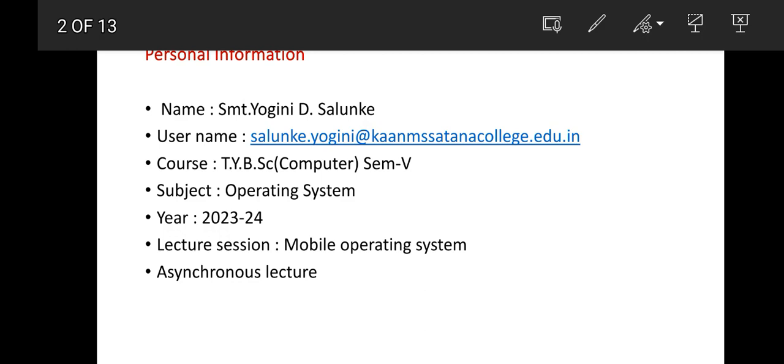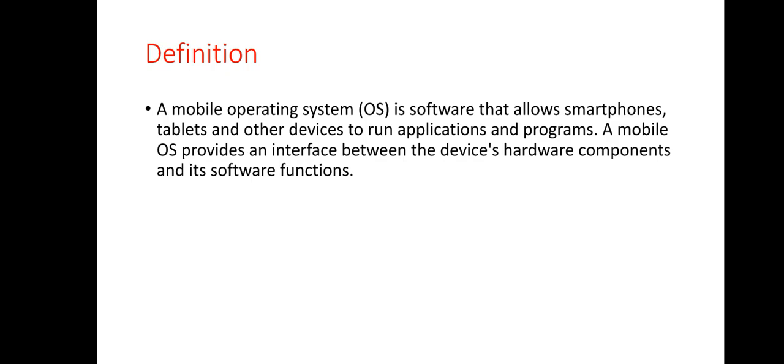Today we are talking about operating systems, and a special type of operating system we can discuss in this session, that is mobile operating system. Let's see what actually a mobile operating system is. A mobile operating system is a software used in smartphones, tablets or Android type of phones, and other devices to run application programs. It provides an interface between the device hardware and software functions.